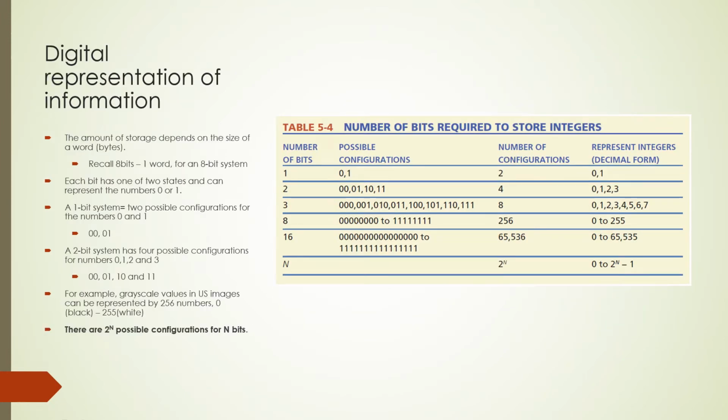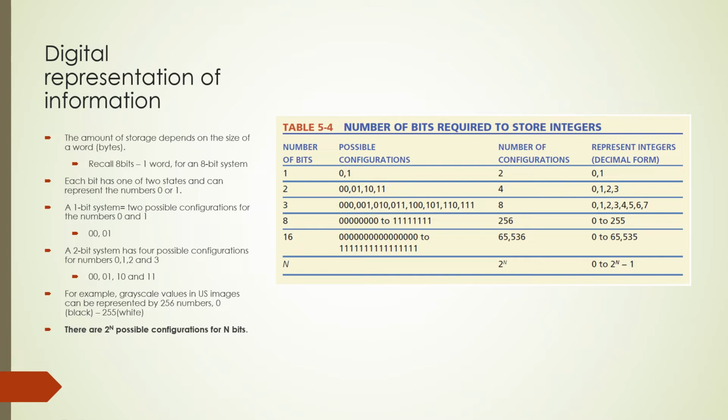As we saw on the previous slide, computer memory and storage consist of bits. The amount of storage depends on the size of a word. Recall 8 bits is equal to 1 byte. For an 8-bit system, you can have 1 byte equal to 1 word. Also recall that each bit has one of two states and can represent the numbers 0 and 1. There are 2 raised to the power n possible configurations for n bits. The table on this slide shows different numbers of bits and the possible configurations based on that formula.